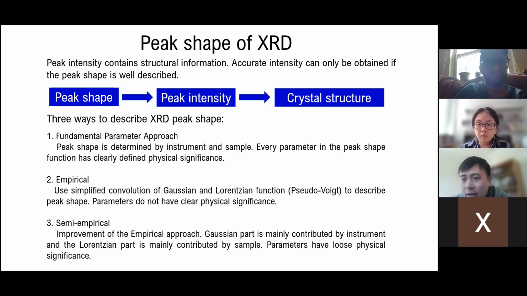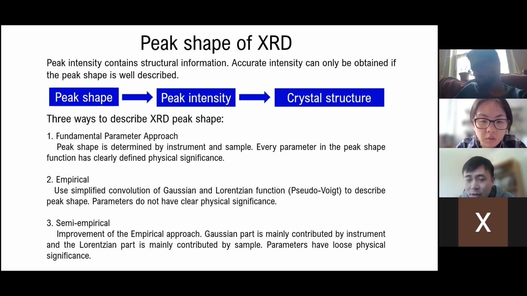The third one is a hybrid of them. It respects the physics part, and also takes advantage of the efficiency of the empirical part. For example, people realize that the Gaussian part of the peaks is mainly contributed by the instrument.